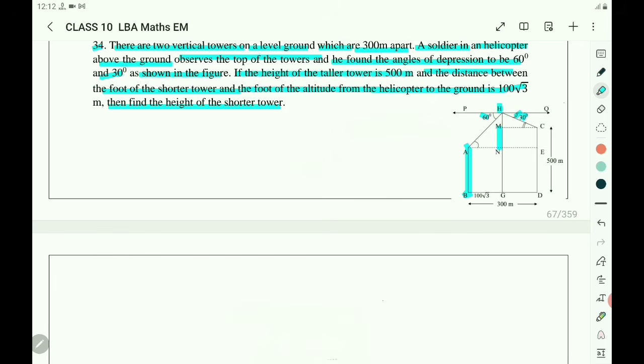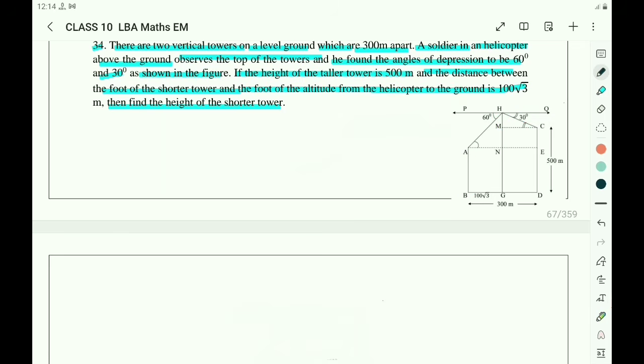If you got MN, that is the measurement of CE. If you got CE, DE is equal to CD minus CE. If you got DE, that is the height of the AB. So to get AB, you must find out DE. To get DE, you must find CE. To get CE, you must find MN. To get MN, you must find HN and HM. These are the steps to be followed here.